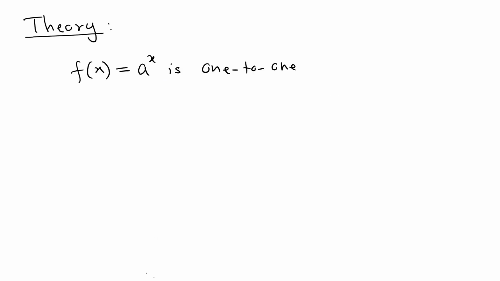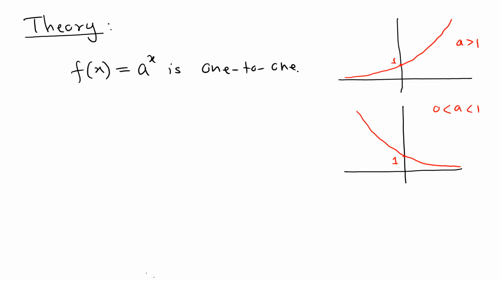So let's talk about the major theory. We know that the exponential function is one-to-one. Why is it one-to-one? If you look at the graph, for a greater than 1, you get an increasing function, and for a between 0 and 1, you get a decreasing function. Earlier we learned that if a function is increasing or decreasing, it has to be one-to-one. That is the reason why exponential functions are one-to-one.